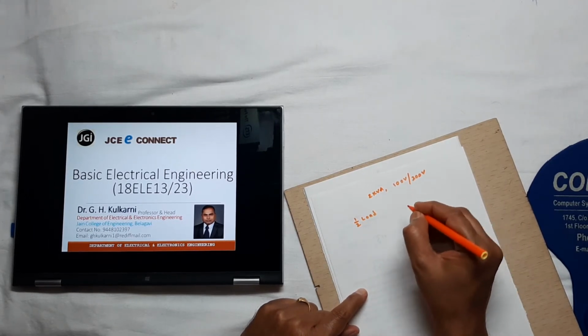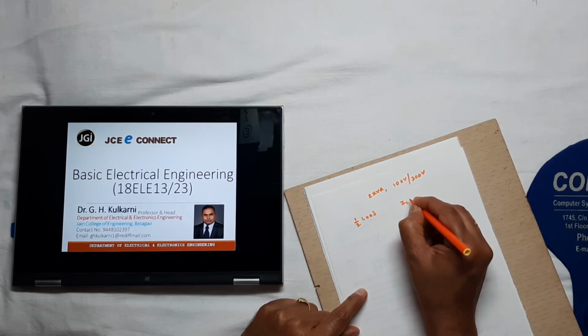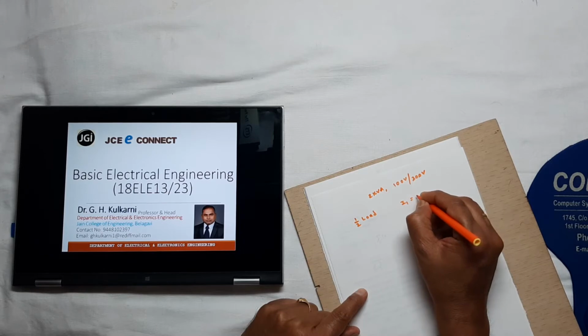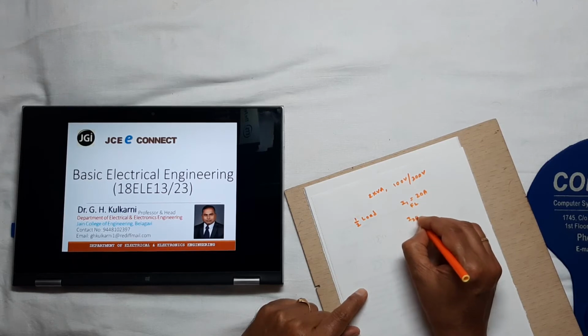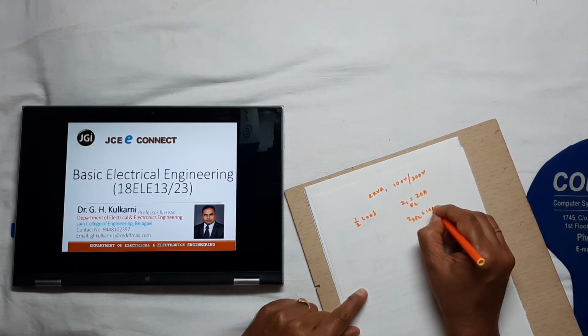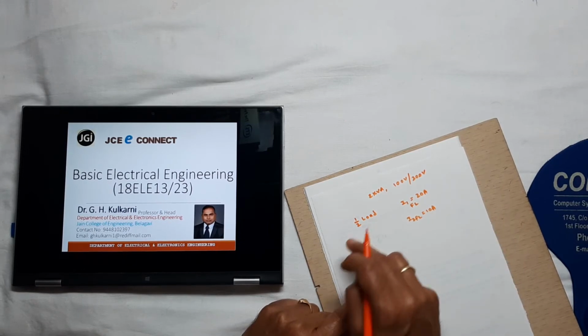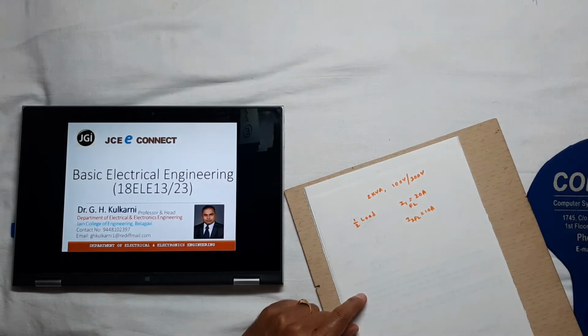Means what is the full load current? Full load current of the primary, I1, is 20 amperes. It is a full load. And what is the I2 full load? I2 full load is 10 amperes. Then what is the half load? The current is reduced by half of the full load current.